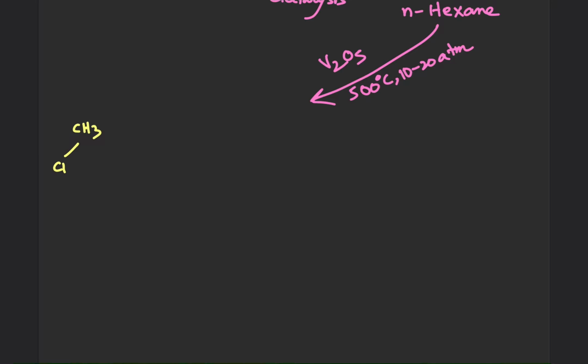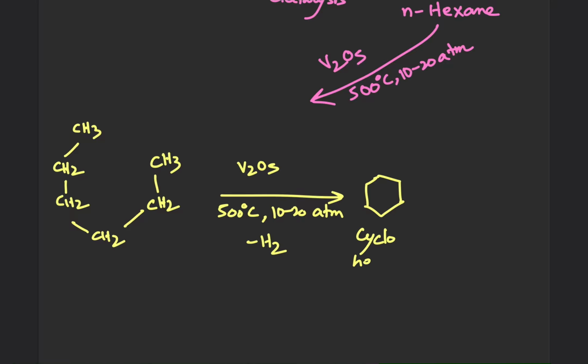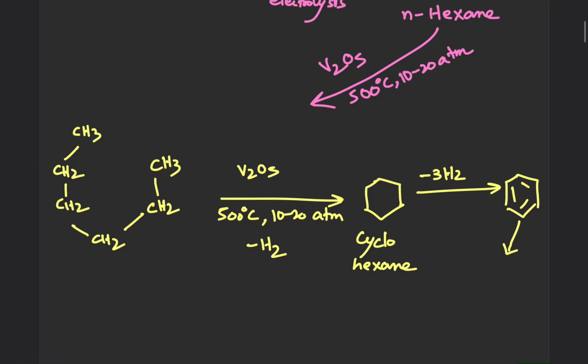So with respect to reaction, I can write CH3, CH2, CH2, CH2, CH2, CH3, V2O5, 500 degrees Celsius, 10 to 20 atm, will lose a molecule of hydrogen to give me cyclohexane, which will further lose 3 molecules of hydrogen to give me benzene. Okay, so therefore this Q is nothing but benzene.